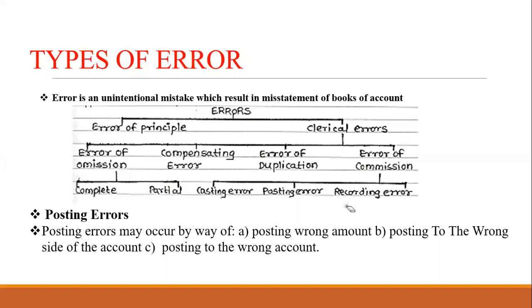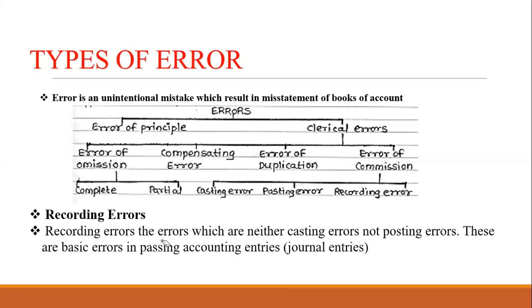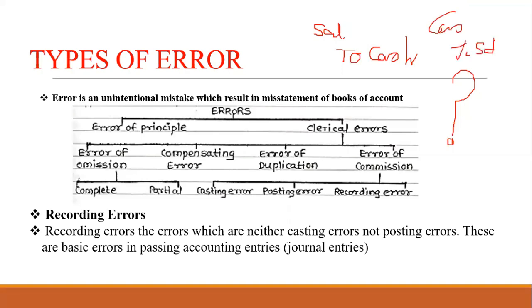Now one last error which we have is recording error. When we talk about recording, in simple terms we mean recording the journal entry. Recording errors are errors which are neither casting nor posting errors. These are basic errors in passing accounting entries, that is, the journal entry. If I ask you, paid salary 5,000, what will be the journal entry for it? Salary account debit to cash account credit. Perfect. Salary to cash. This is your correct entry. By mistake, if you write cash to salary, then that is your recording error.